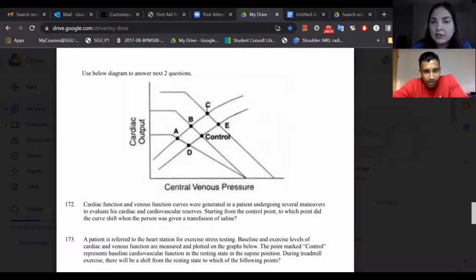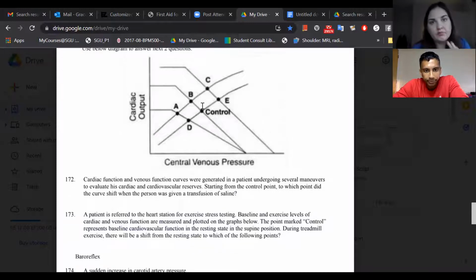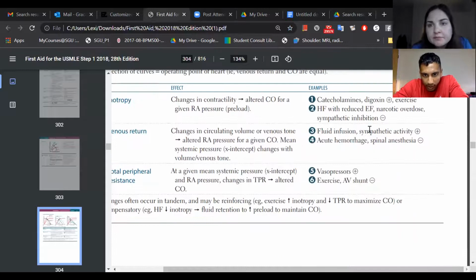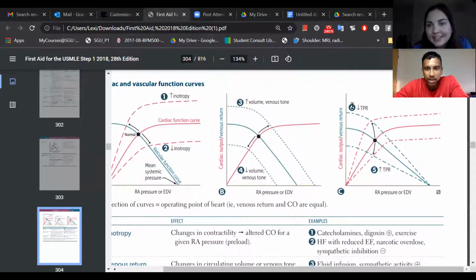Okay, what would happen to preload? That would increase as well. Probably. So then it would be C. It would be C. Well, no. Yeah. Because we'd be increasing and we'd go up there. And I think exercise is on this list. So let's see. Exercise. So exercise decreases TPR, okay, which moves to the next higher up intersection, I guess.